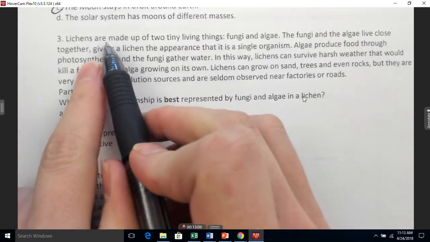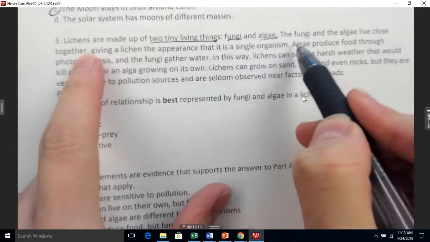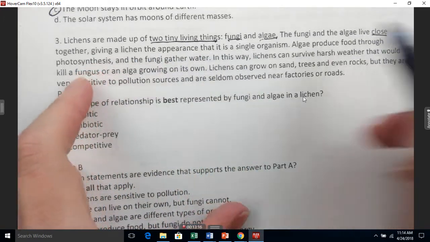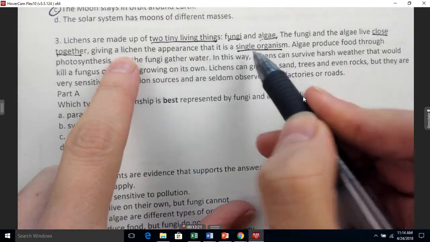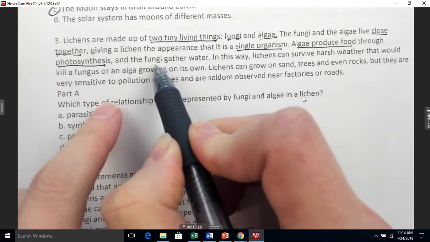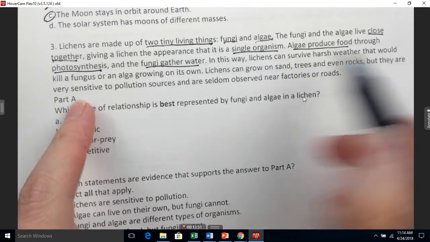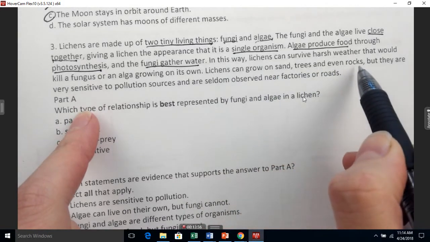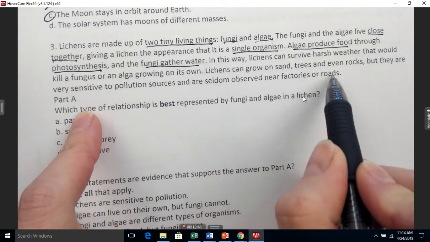Lichens are made up of two tiny living things, fungi and algae. The fungi and the algae live close together, giving a lichen the appearance of a single thing, but it's actually made of two. Algae produce food in photosynthesis, and fungus gather water. In this way, lichens can survive harsh weather that would kill a fungus or an algae growing on its own. Lichens can grow on sand, trees, or even rocks, but they are very sensitive to pollution sources and are seldom observed near factories or roads.